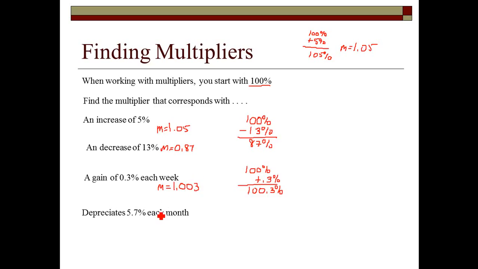Depreciates 5.7% each month. Okay, depreciate means lose. So 100%. I lose 5.7%. That's going to give me 94.3%. So my multiplier on this last part was equal to 0.943. And again, I like to add that 0 in front just so I can know where the decimal spot is.